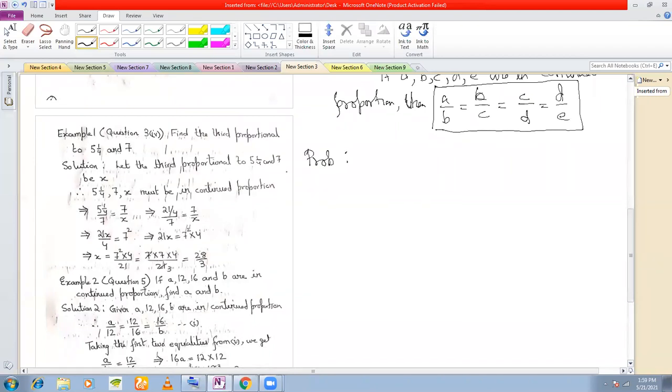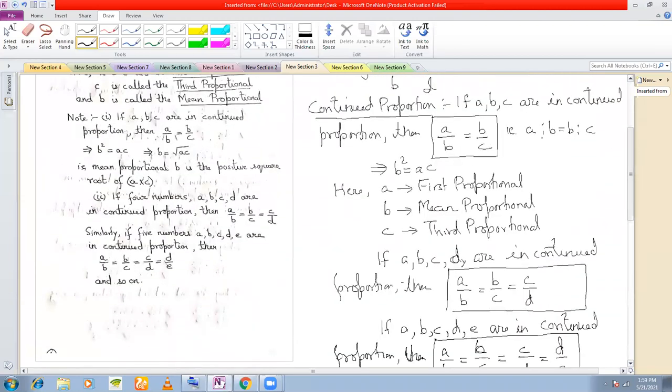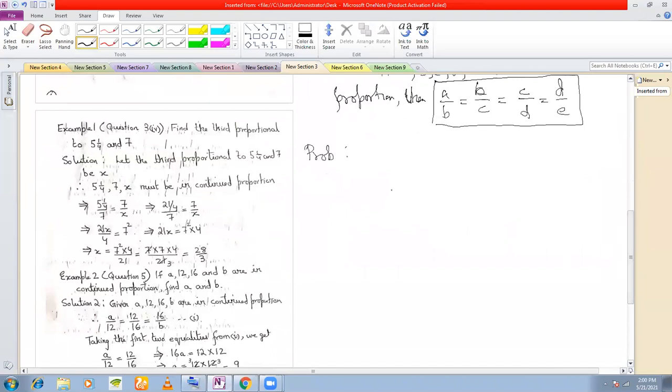The problem here is: find the third proportional to 5, 1/4, and 7. If you remember, I told you the definition of third proportional. If A, B, C are in continued proportion, then C is the third proportional, right? So here you need to find the third proportional. I start by saying, let the third proportional be X. Therefore, 5, 1/4, 7, X are in continued proportion.